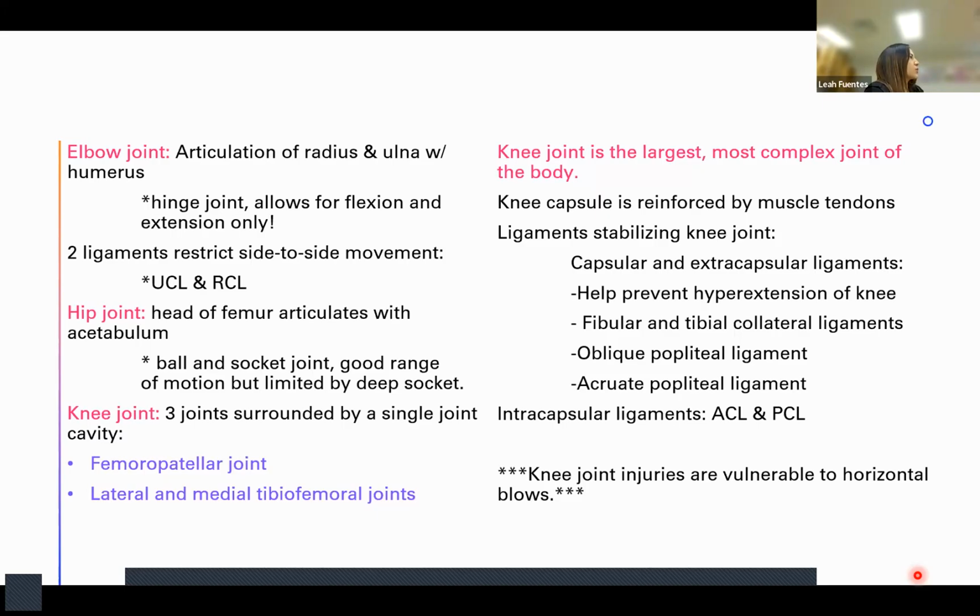And then our hip joint, that's where our head of femur articulates with the acetabulum. This is a ball and socket joint, provides good range of motion, but is limited by the deep socket. Due to this specific joint, that is why we have the ability to be bipedal or walk on 2 feet.